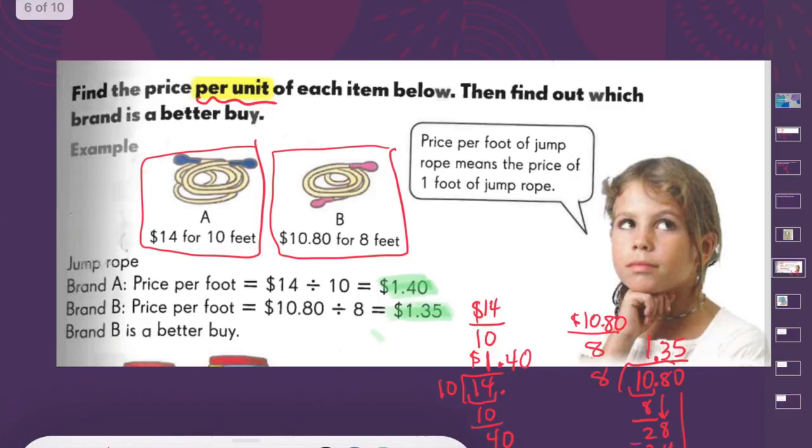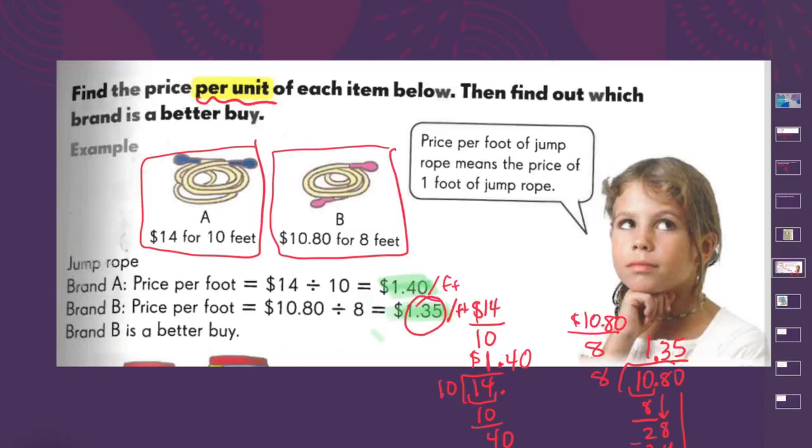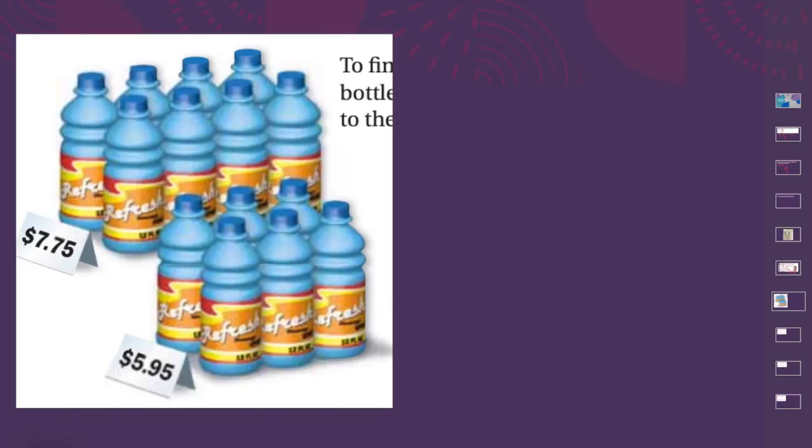So now we can compare which is the better buy, spending $1.40 per foot or $1.35 per foot. This is the cheaper option. So even though you're getting 8 feet for $10.80, this is the better buy because it's $1.35 per foot. So brand B is the better buy. Let's look at another price comparison.